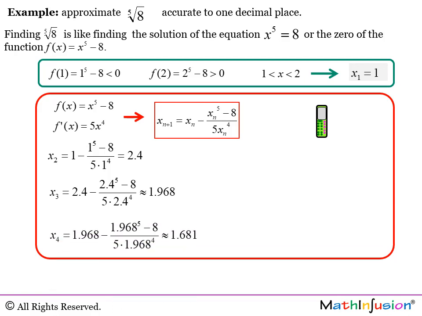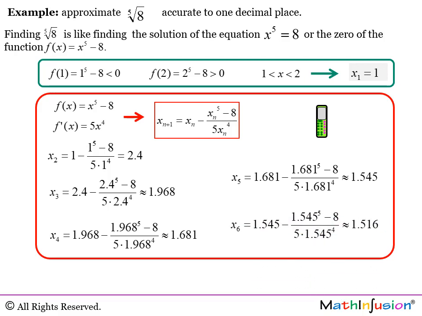So we need to find x4. We repeat the process and we get this one. Again, this is not accurate enough because you can see that x3 and x4 do not have the same first decimal. So we have to continue and evaluate x5. And again, x5 and x4 do not have the same first decimal, so we have to continue. But here is x6. You can see now that x5 and x6 have the same first decimal, it's 5, and we can stop.